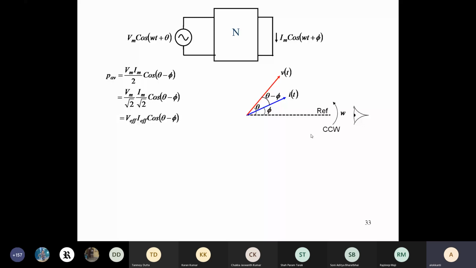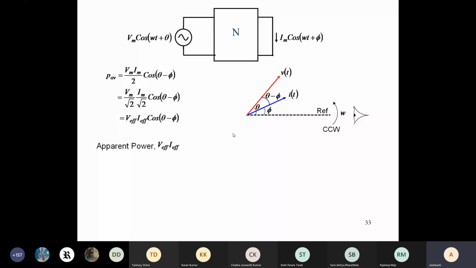Okay, so V effective I effective cos theta minus phi. Now if you multiply just the effective values V effective and I effective, where a sinusoidal input Vm cos omega t plus theta gives a sinusoidal outcome Im cos omega t plus phi, then the product of their effective values is known as the apparent power.